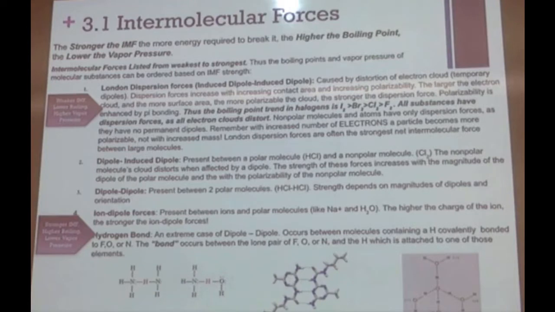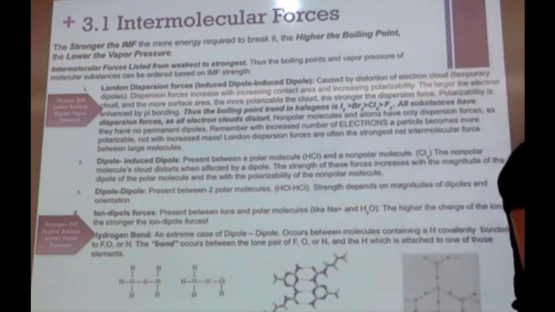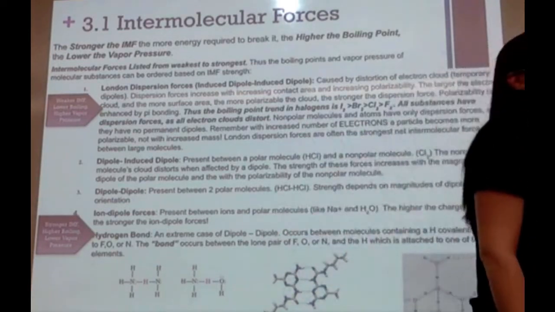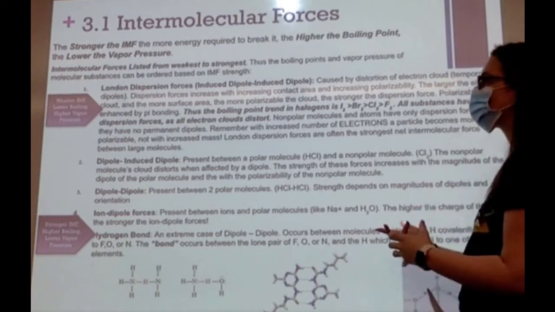Iodine, I2, has the strongest dispersion forces because I2 has the largest number of electrons. We're talking about total electrons, not valence electrons. So I2 has the most electrons. It's going to have the most polarizable electron cloud out of these four and the strongest dispersion forces.